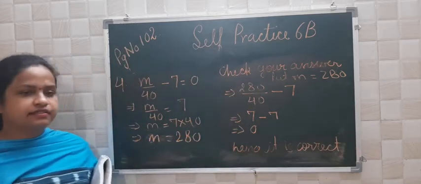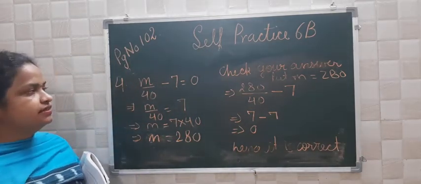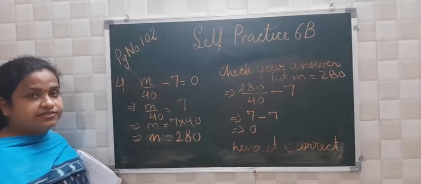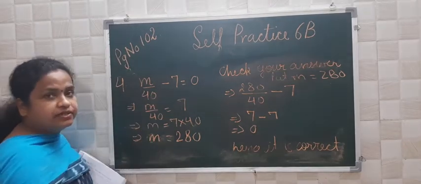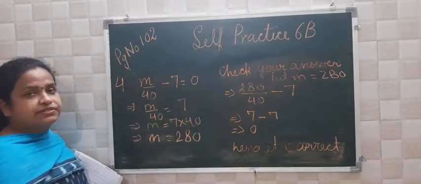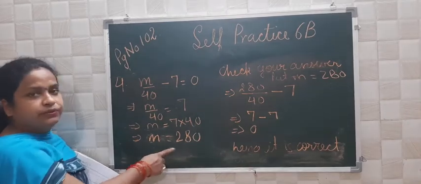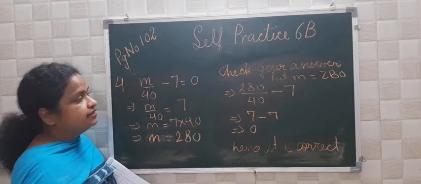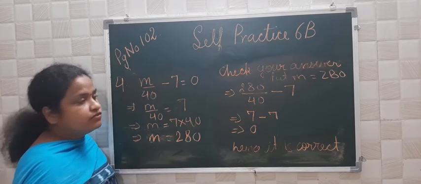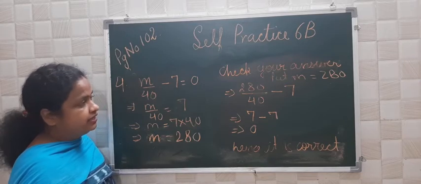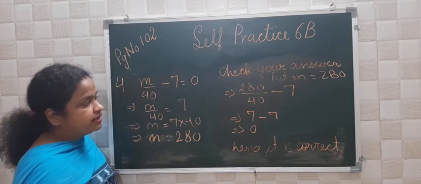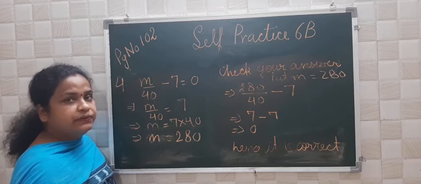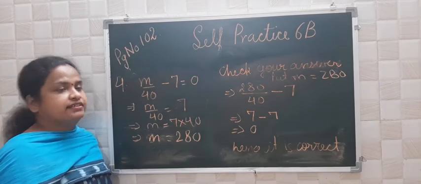Is it correct? You can see again, M by 40 minus 7 equal to 0. So M upon 40 is equal to 7, because 7 will be shifted towards the right hand side. So M is equal to 7 into 40, that is equal to 280. Now you have to check your answer. So firstly you will put M is equal to 280. So 280 upon 40 minus 7 means, 280 upon 40 means 7. 7 minus 7 is equal to 0. So hence it is correct.